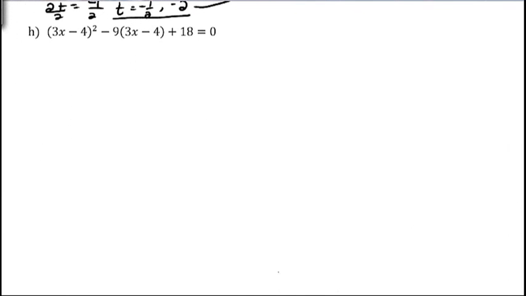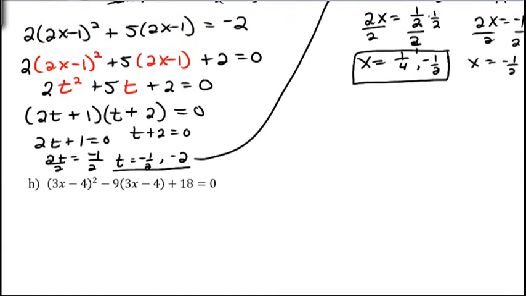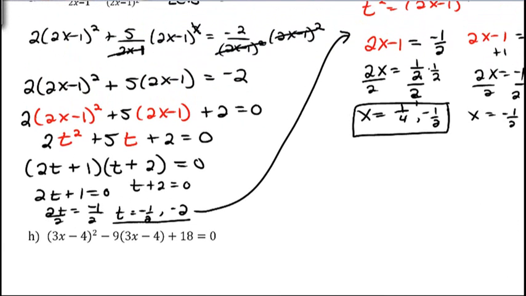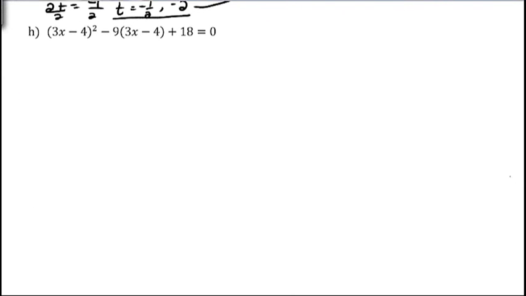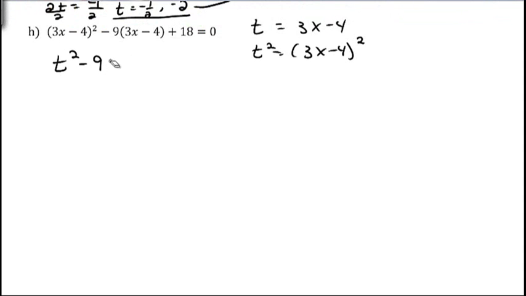And this last one is just like the one that we just did. So we already have it written in this form. And so we're going to do exactly the same thing that we did before. So we have this quantity being squared here, and this same quantity not being squared here. And so t is going to be equal to 3x minus 4, and t squared will be the quantity 3x minus 4 squared. And so this will become t squared minus 9t, and then plus 18.